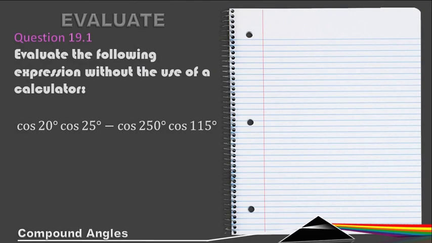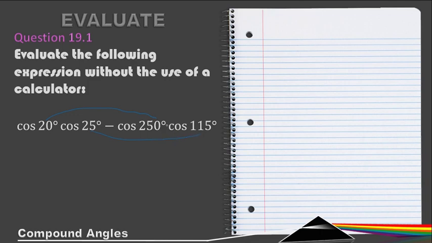Question 19.1, evaluate the following expression without the use of a calculator. So in this case we've got cos 20 times cos 25 minus cos 250 times cos 115. Now, I'm going to start with the biggest numbers. And from the previous example, we kind of know what we're aiming for. We want to see if we can get these two angles to be equal, and also these two angles to be equal.